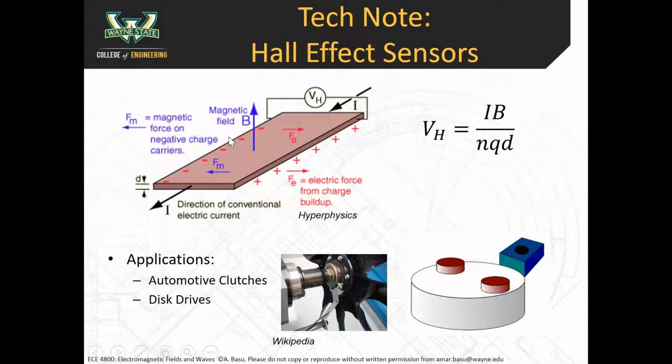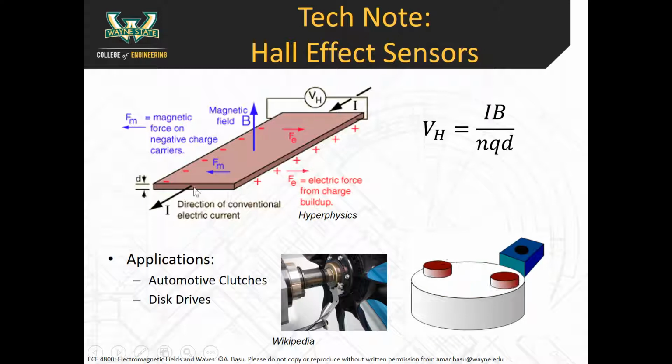So if you apply a voltage across the material, notice where the voltage is applied. It's applied in the horizontal direction. The voltage is applied such that the right side is positive and the left side is negative. So the electric field is pointing from positive to negative. This red arrow here is the force on the electron.